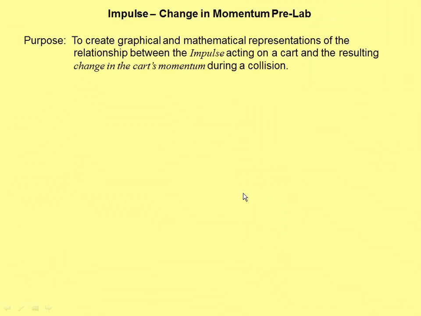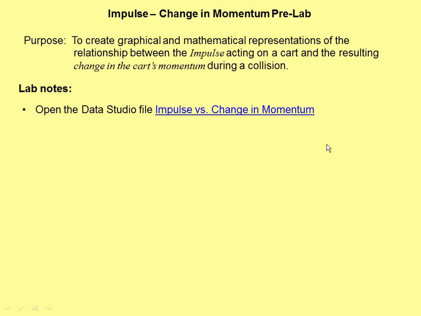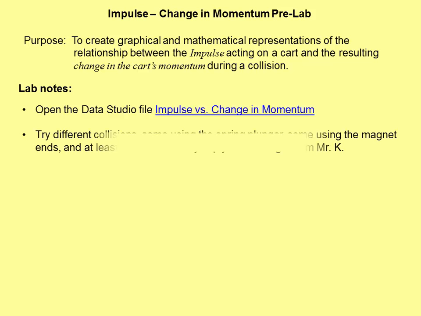Okay. So the purpose of this lab: to create graphical and mathematical representations of the relationship between the impulse acting on the cart, the force acting over time, and the resulting change in the cart's momentum during a collision. Lab notes here. There's a file called Impulse versus Change in Momentum that'll look just like what I went through, except without data on it. It's, of course, on today's date on the website.